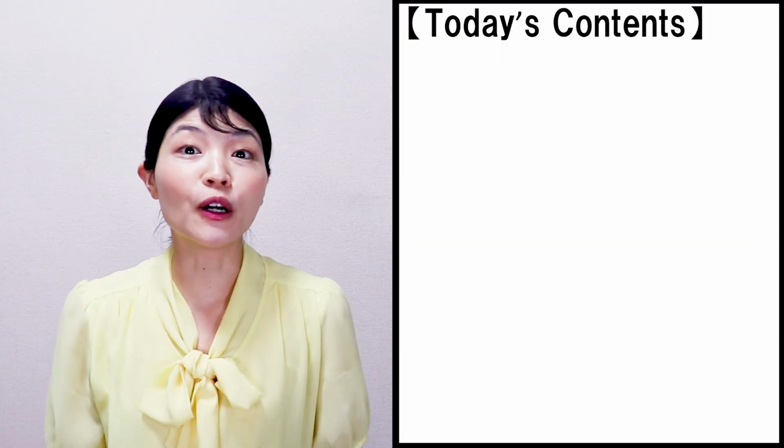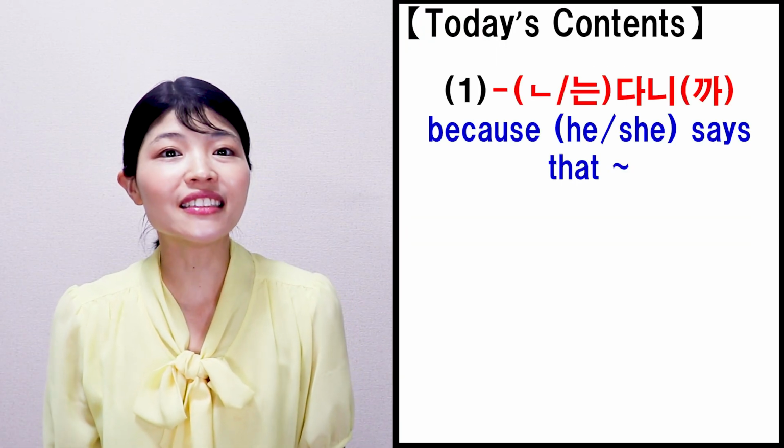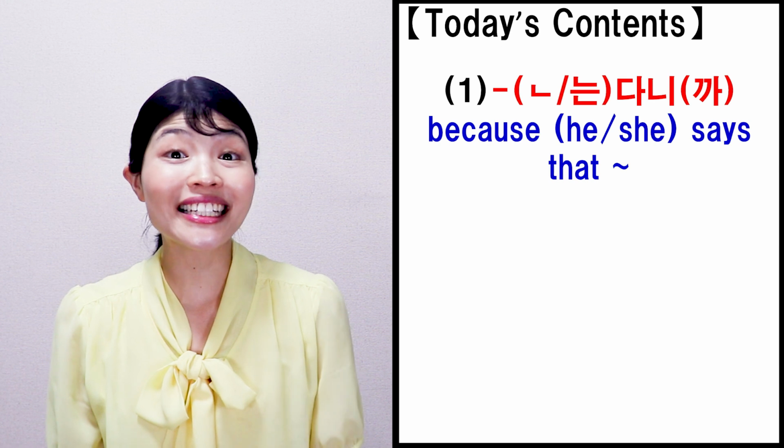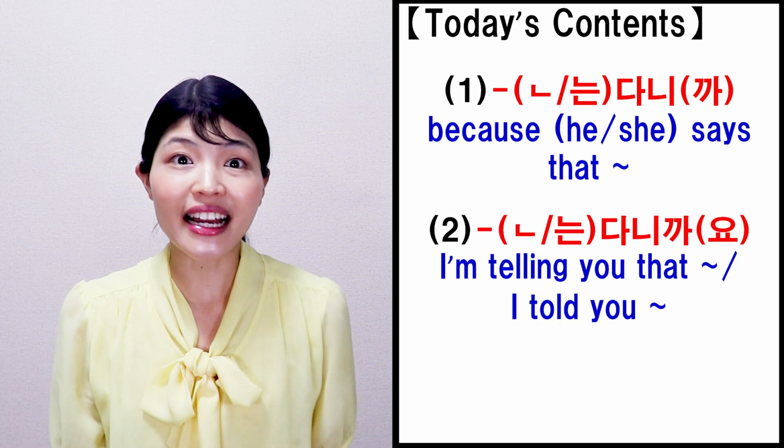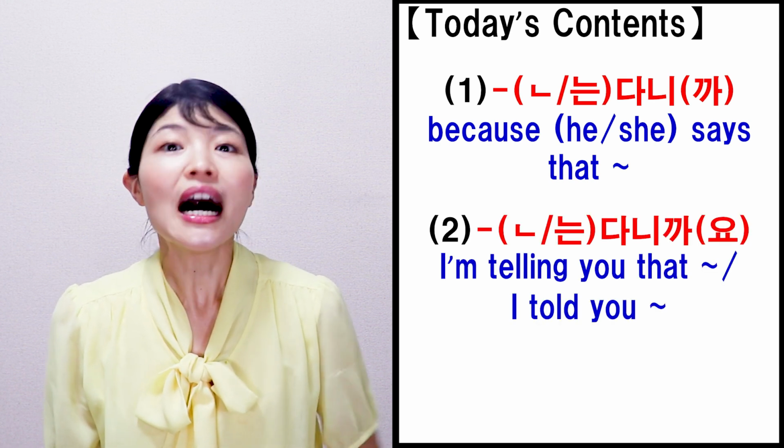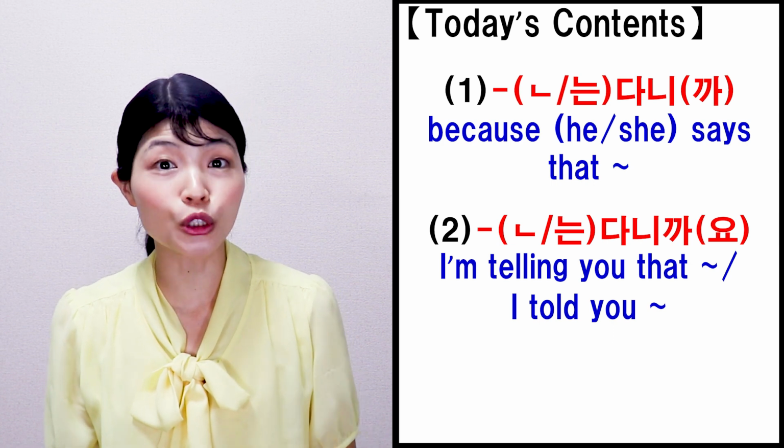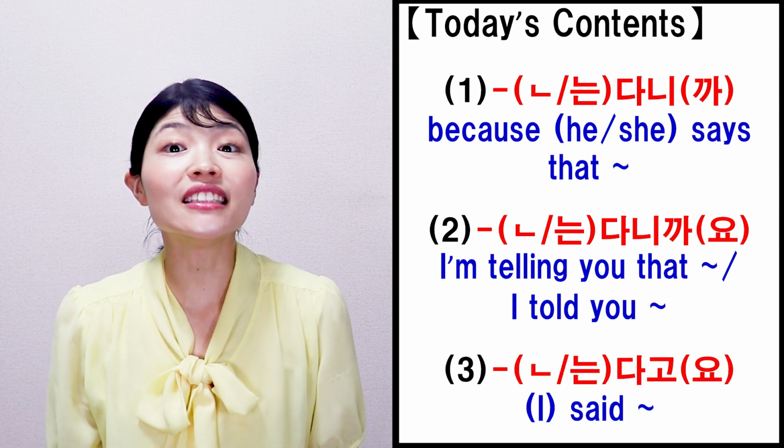The grammar we will learn today is first, 니은 는다니까, because he, she says that. Second, 니은 는다니까요. I'm telling you that. I told you. And finally, 니은 는다고요. I said.